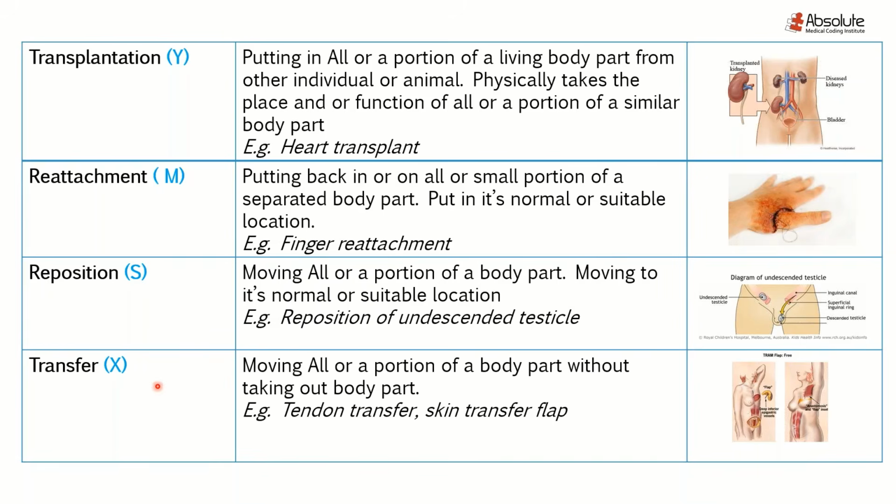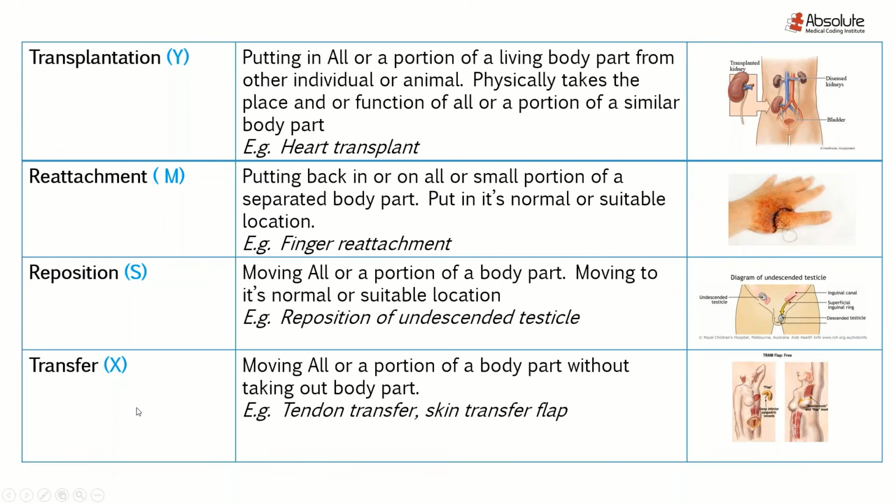And the next value will be X. X is transfer. This is moving all or a portion of a body part without taking out the body part. A good example is a skin flap. And you can see this in the picture. If you can see it, it's very small. The patient had a mastectomy and they're taking the fat from the abdomen, the fat, the muscle, and they are putting it in the location where the breast used to be, and they're creating a breast, creating a graft.